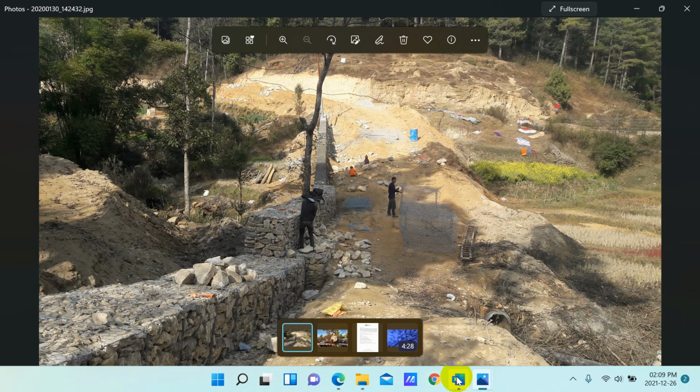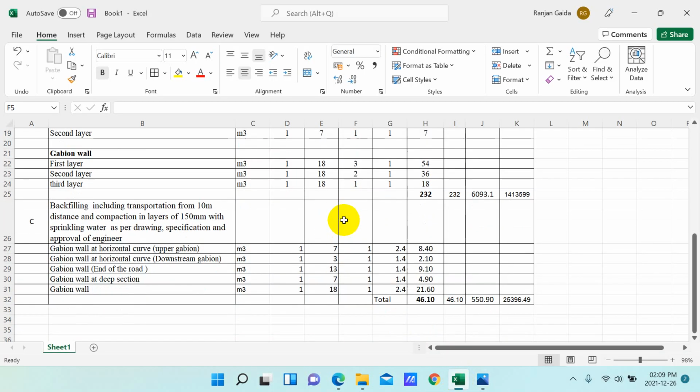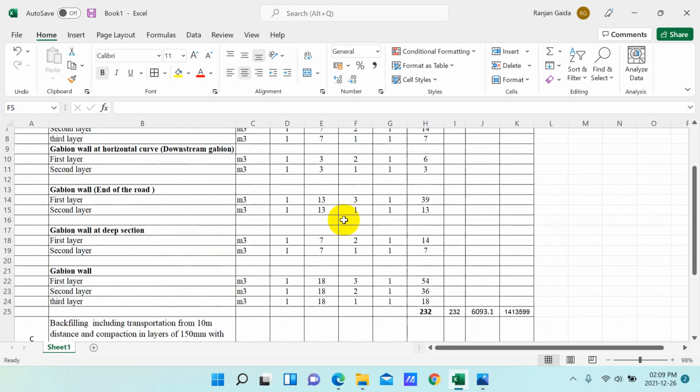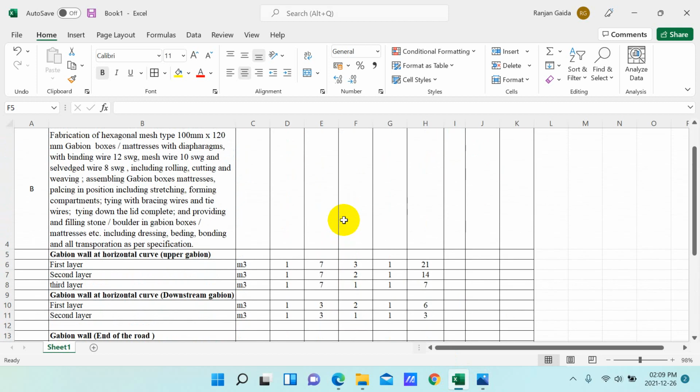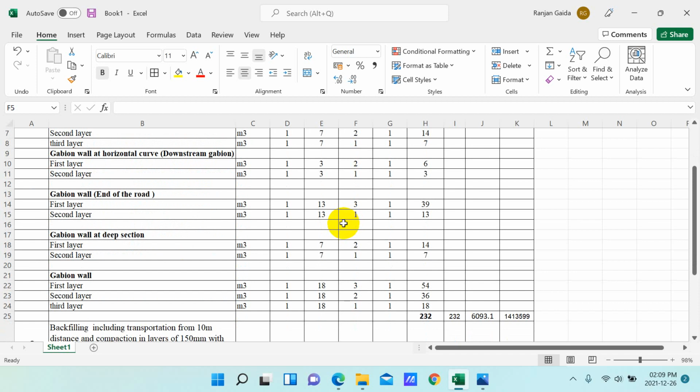So anyway guys, I hope you learned how to estimate the gabion wall. If you have any confusion regarding how to estimate the gabion wall or anything like that, then please go to the comment box and comment about the things that you did not understand during this video, and I will try to explain in a better way.